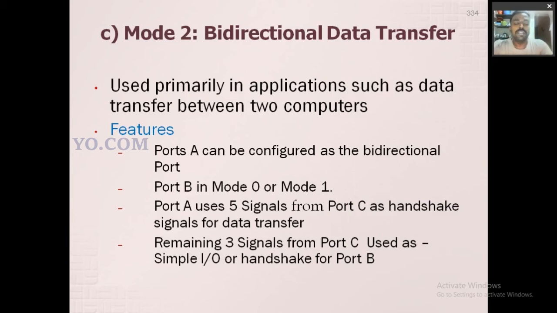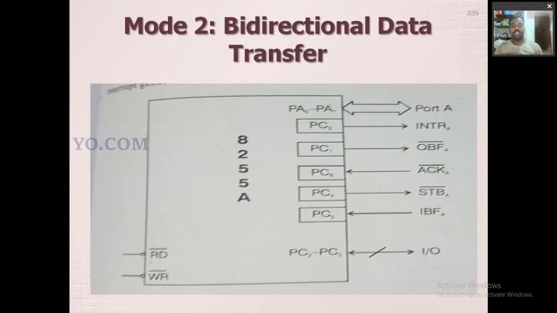Port A uses 5 signals from port C as handshake signals for data transfer. The remaining 3 signals from port C are used as simple input or output, or as handshake for port B. So these are some features of mode 2: port A only acts as bidirectional, port B acts as input or output, and port C provides the handshaking signals. Only 3 pins in port C are free. This is bidirectional data transfer.